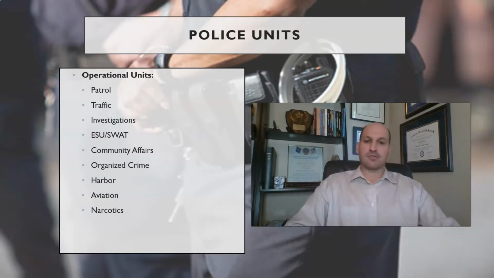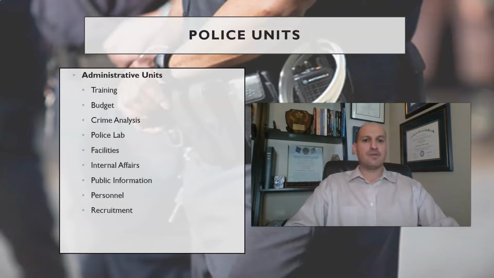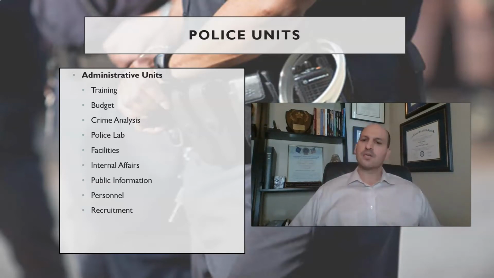All right, operational units. The other type of units that you would see in police departments are known as administrative units, and you could sort of think of these as support units, right? Training, for example, the police academy, budget, crime analysis, police lab, facilities management. Police departments need to be maintained. Right? The physical structures, vehicles, and equipment need to be maintained.